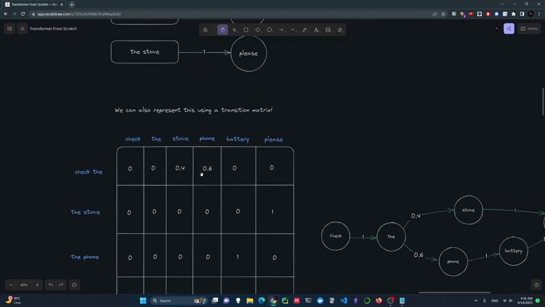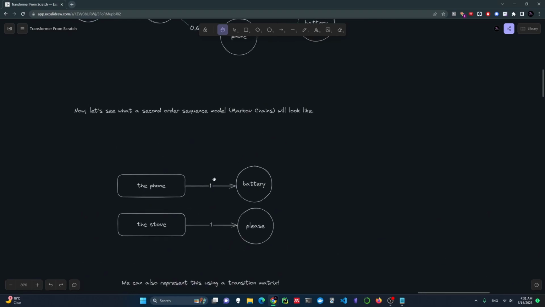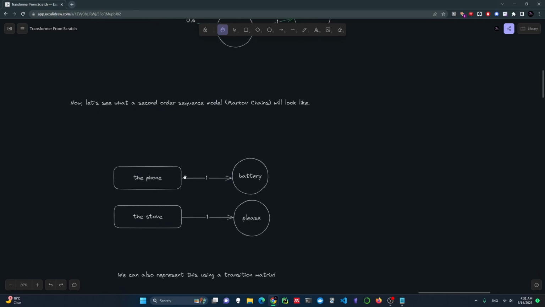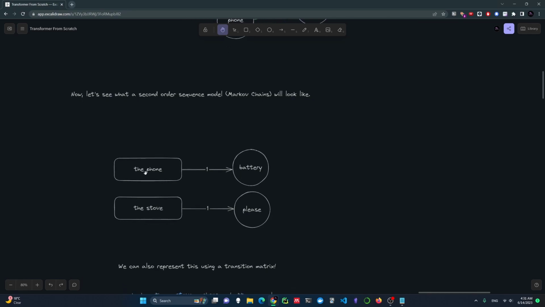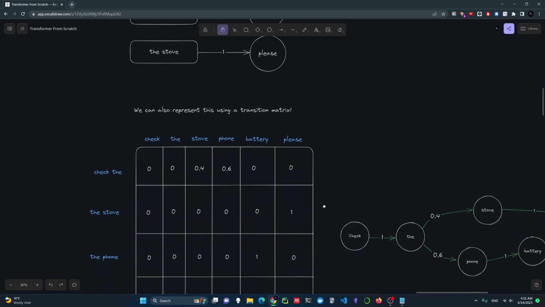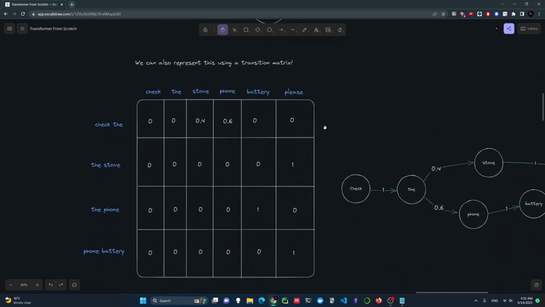Okay, so just a quick recap. We talked about what a second order sequence model is. It's basically taking the previous two words to predict the current word, or in other words, take the current word and the previous word to predict the next word, right? So the probability of the word battery coming after the words the phone is 1, right? And we talked about how we can represent this using a transition matrix, like in this case here, right? And we talked about how each row must sum to 1, right? Because it's probabilities.